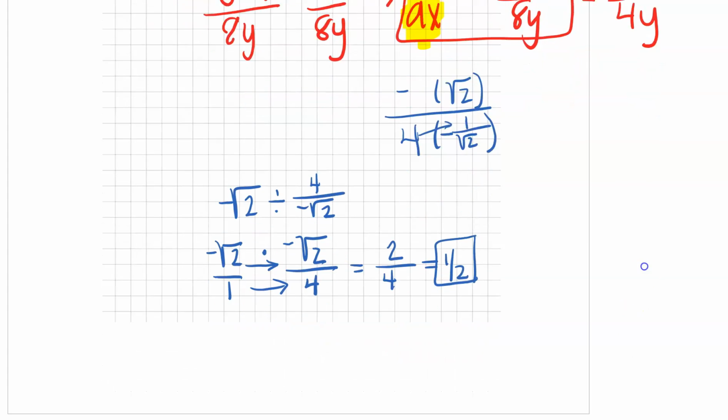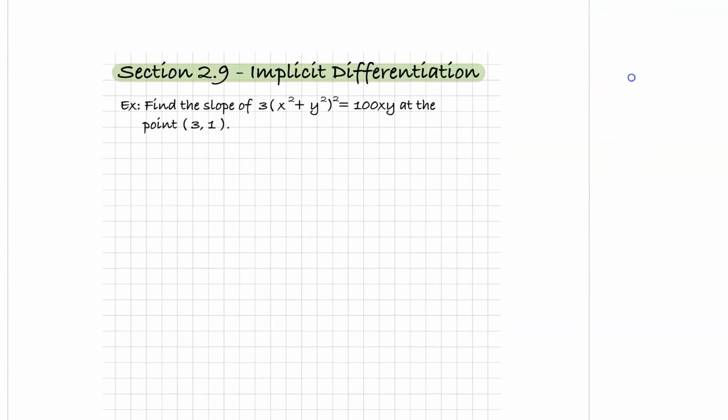Let's look at another one. Find the slope of 3 times (x squared plus y squared) squared equal to 100xy at the point (3, 1). So again, here's your key points. When you see this word slope of, you want to think derivative.